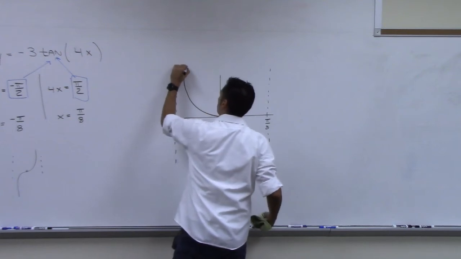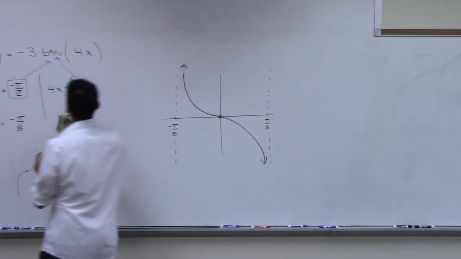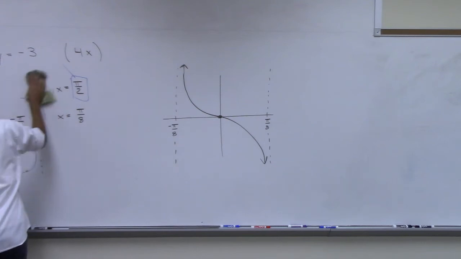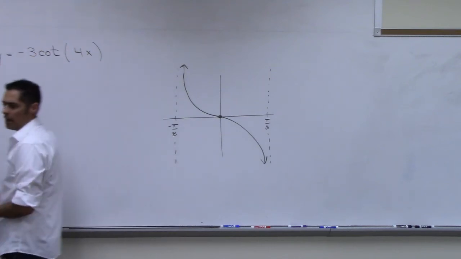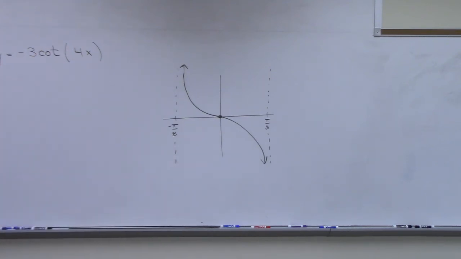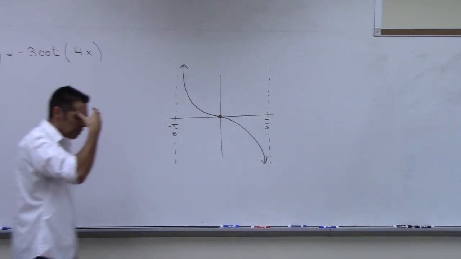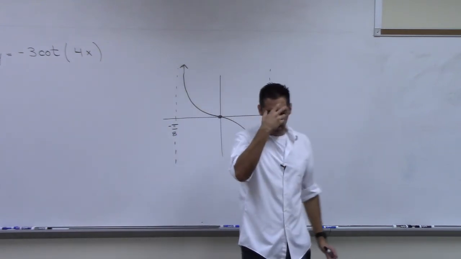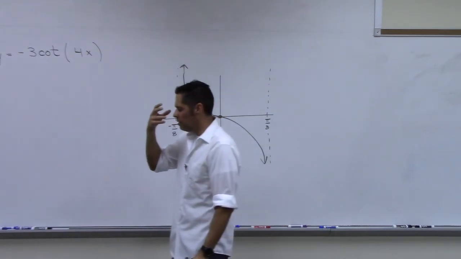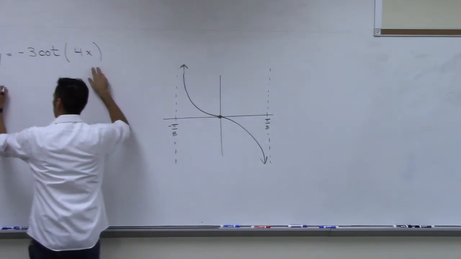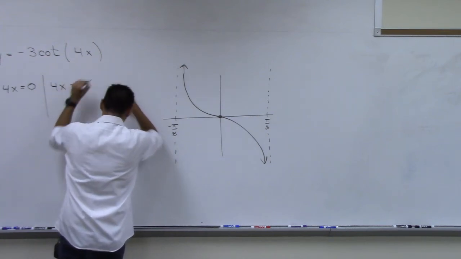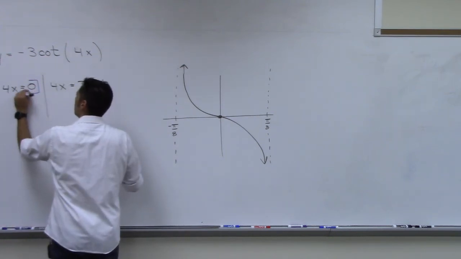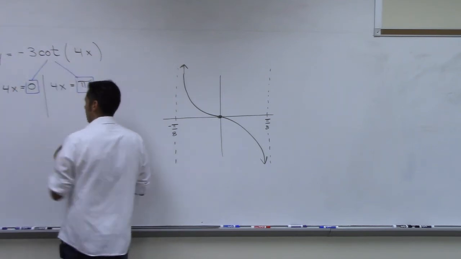You know what? I'm going to leave this one up here. And I'm going to do the same problem now, but I'm going to change it to cotangent, just so you can see the difference between the two. Cotangent of 4x. So negative 3 cotangent of 4x. Because it's cotangent, I have to remember that I need to set the argument equal to 0 and pi. Okay? So 0 and pi are the ones that I use with cotangent.